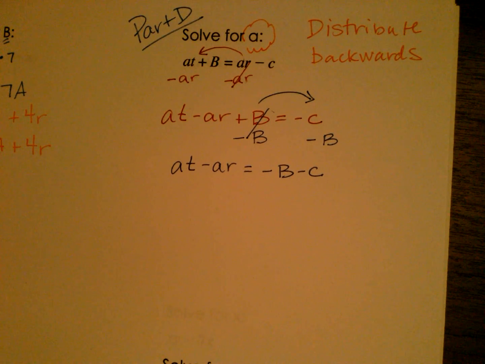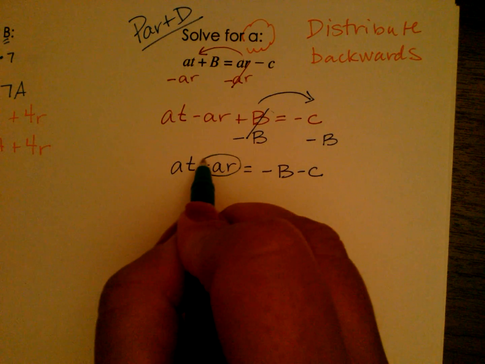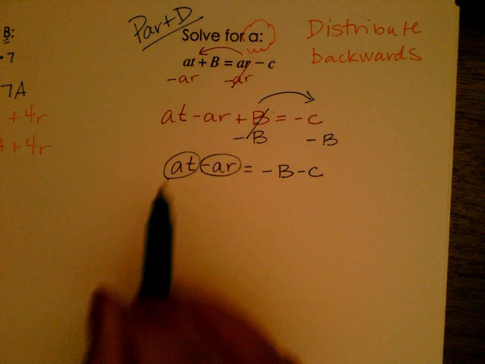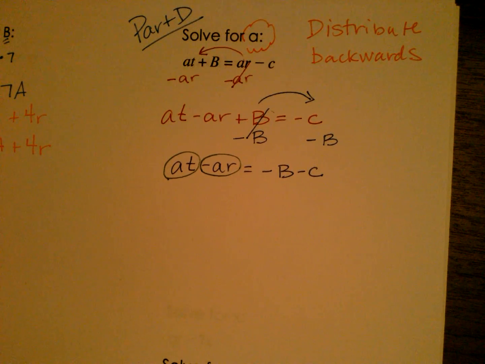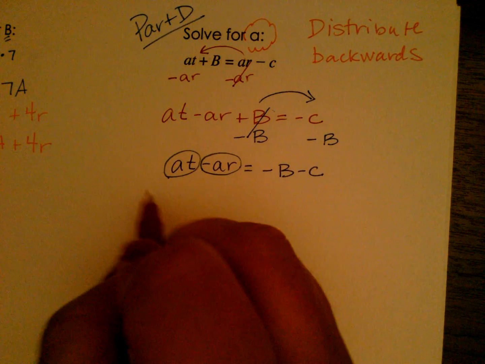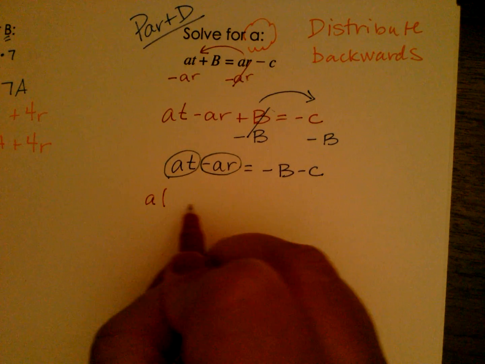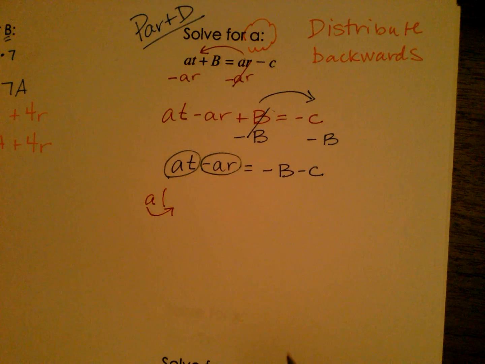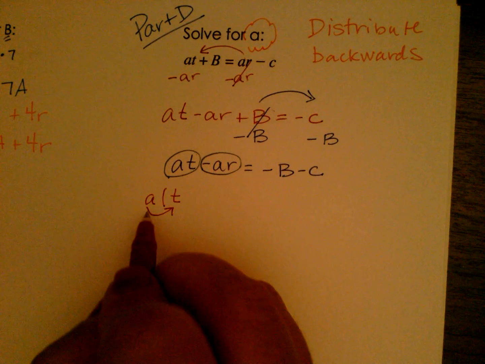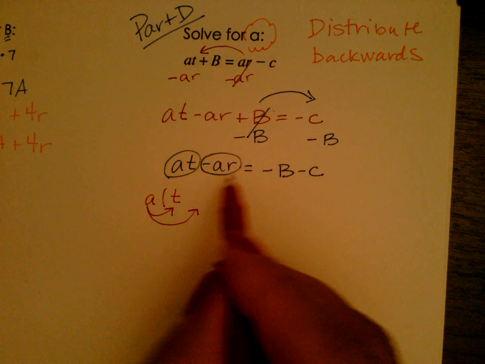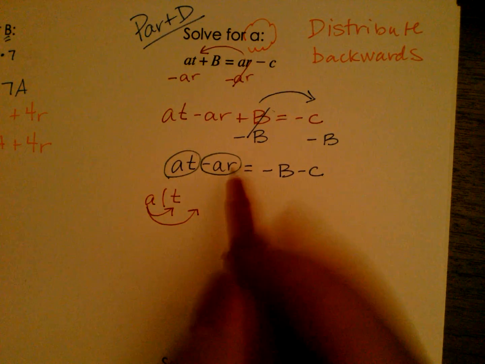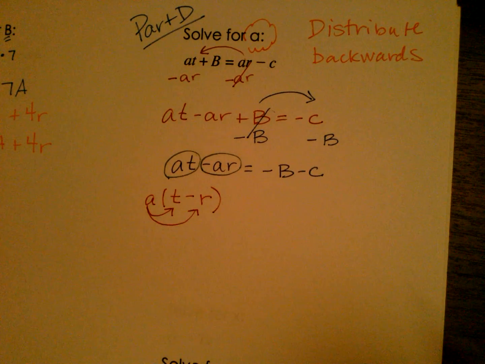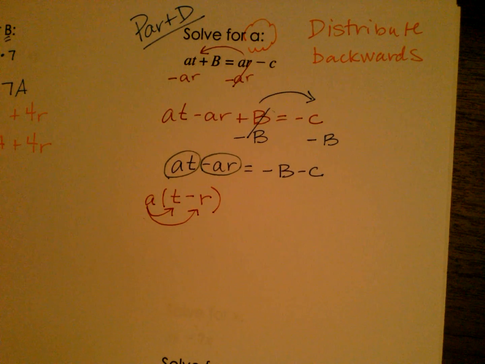Okay, what I notice now is I have two terms. When I say terms, remember I'm talking about where I used to draw caterpillars. Each bubble is really a term. In each bubble or each term, there is the variable A. I am going to distribute that backwards. A times what would get me back to AT, times T. A times what would get me back to negative AR, negative R. If I distributed that, I would get back to where I started.